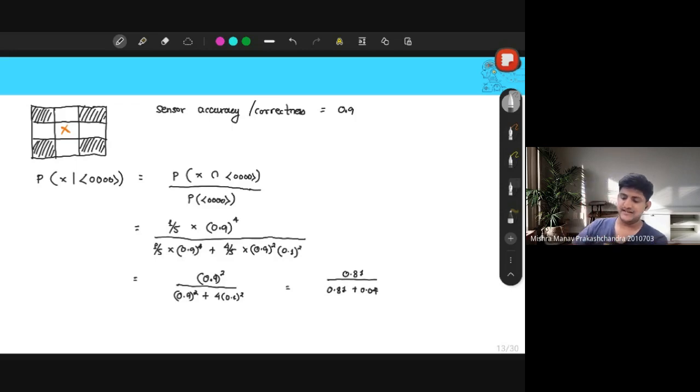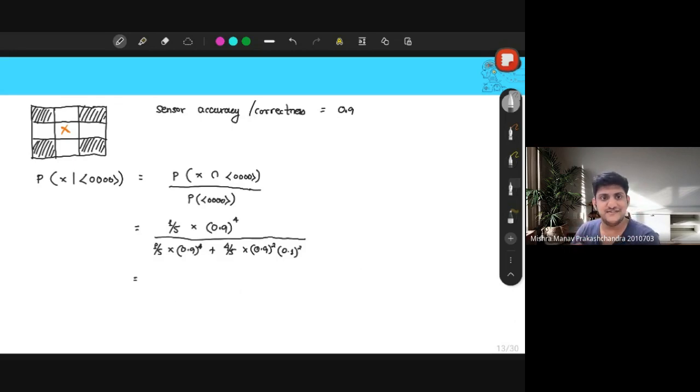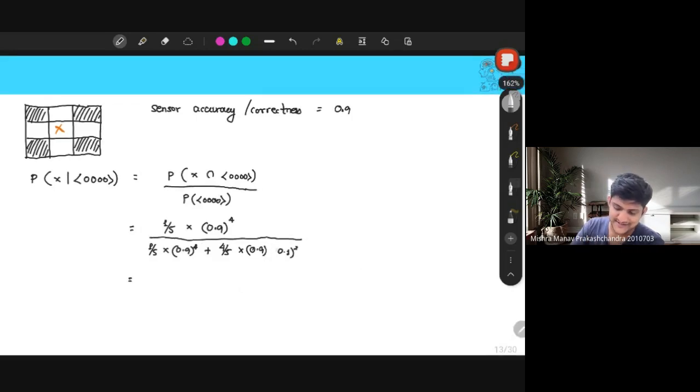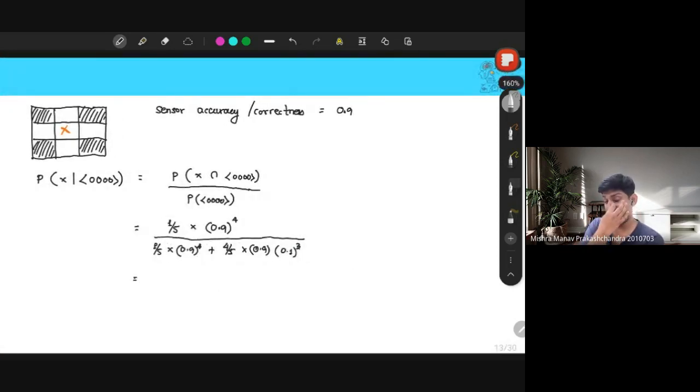Yeah, actually, I made a mistake here. So at the remaining three positions, I want three of my sensors to misfire. One sensor will give the correct reading. I want three sensors to misfire. So one gives correctly, but three sensors misfire. Okay, there's a slight change here.